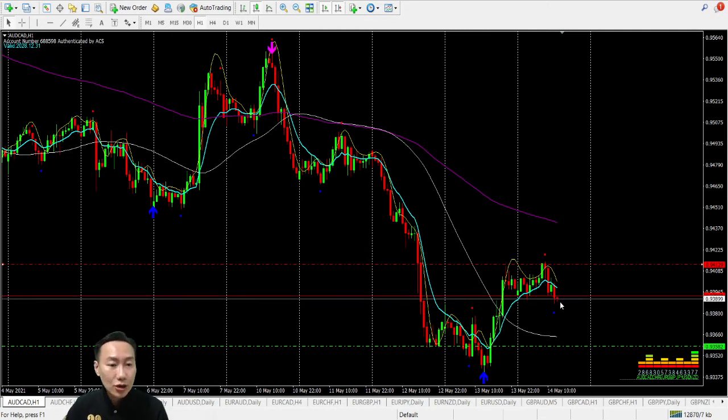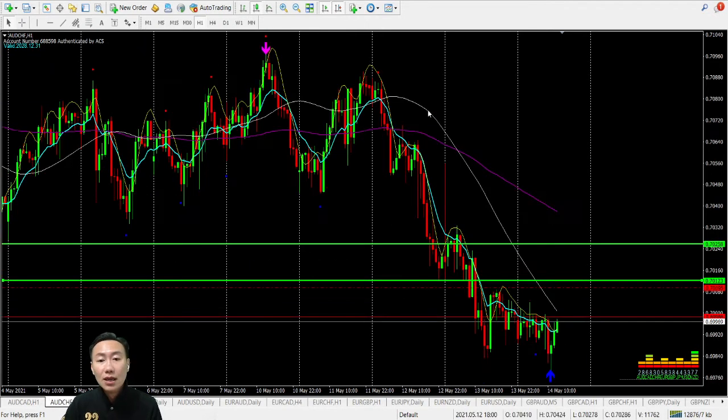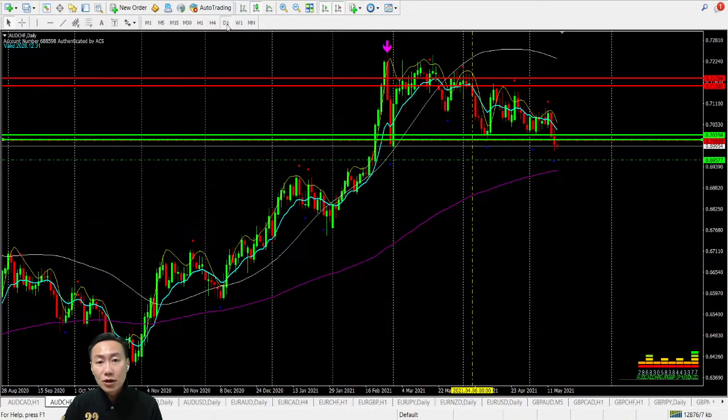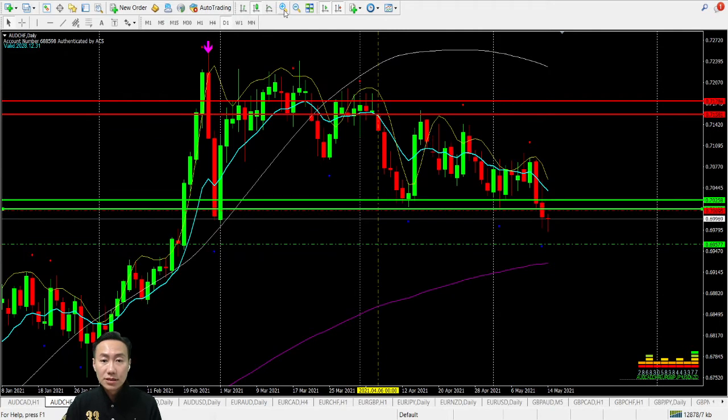So Aussie CAD, we are meeting a resistance over here. Any trading over here, although it's still supported, we have to be careful. Now Aussie franc. Aussie franc today, well done. It has earlier on in this morning.